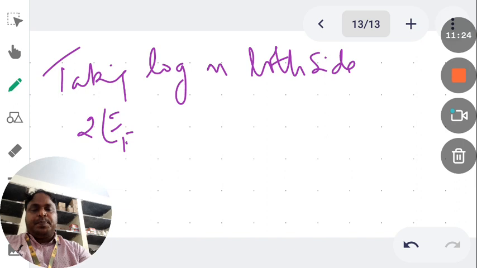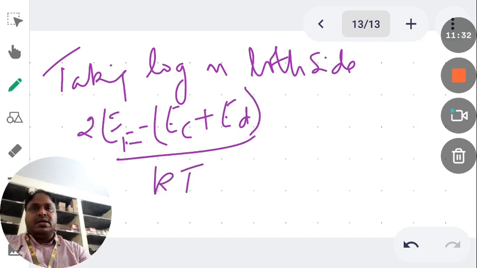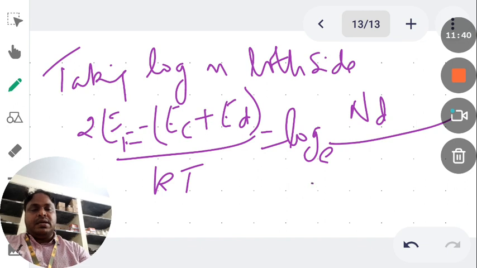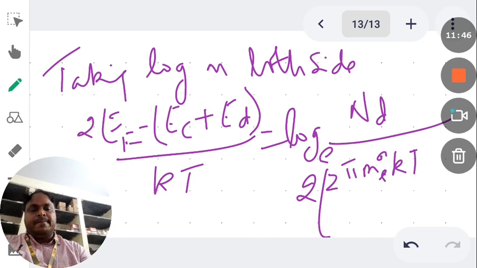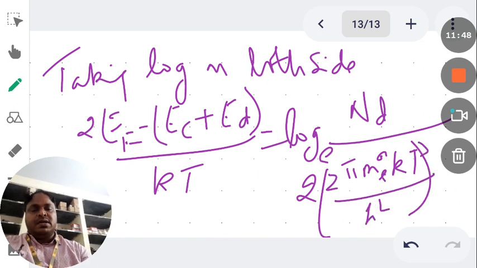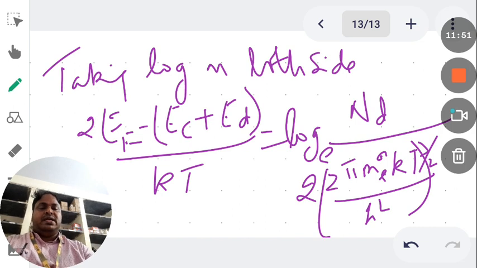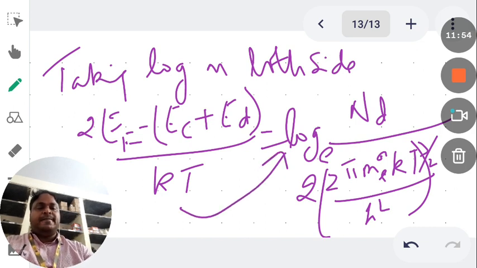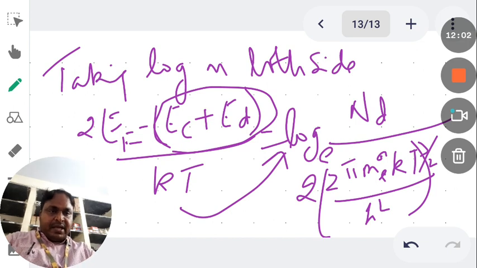So 2EF, right, minus EC plus ED, okay, divided by KT is equal to log ND by 2 into 2 pi me star KT by h square power 3 by 2. Right, let's make this KT to go over here. Okay, and then also this EC plus ED term to the right hand side.